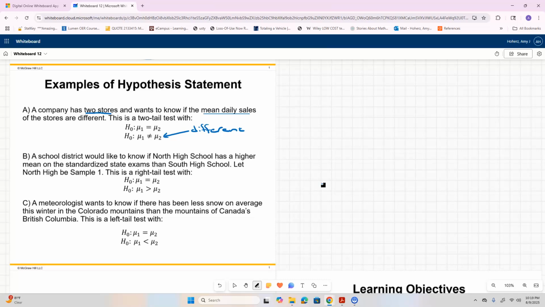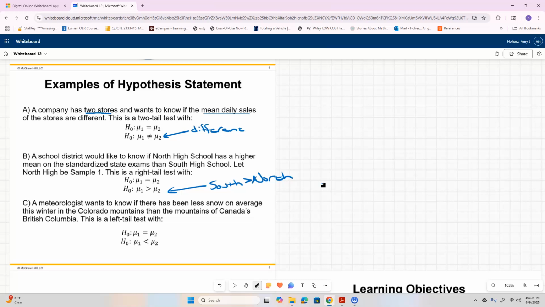Or say a school district would like to know if North High School has a higher mean on the standardized state exams than South High School. Let North High School be sample 1, then this would be a right tail test. So if North High School is sample 1, we're looking to see if South has a higher mean than North. That's our claim or our charge. Not that they're equal, but that South has got a higher average than North.